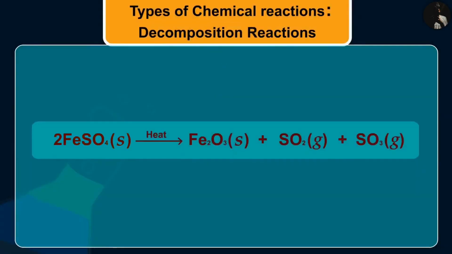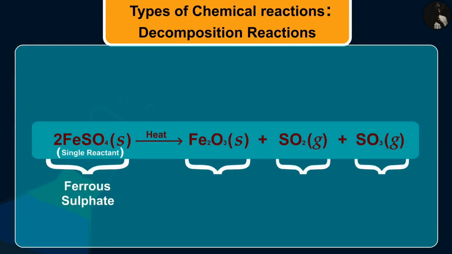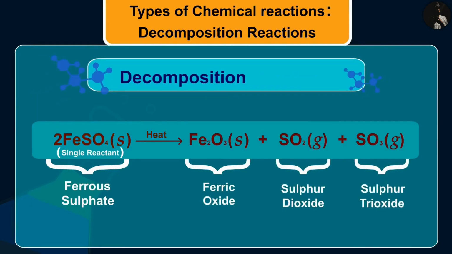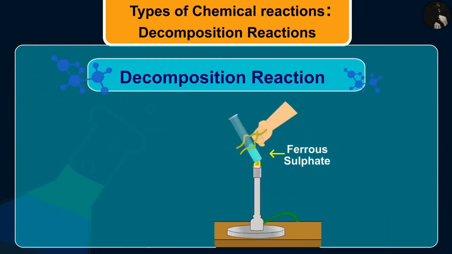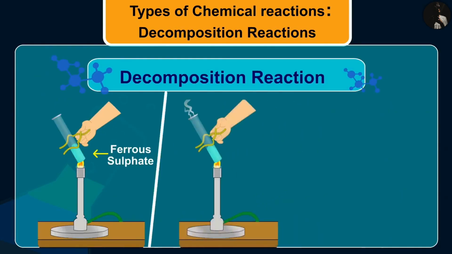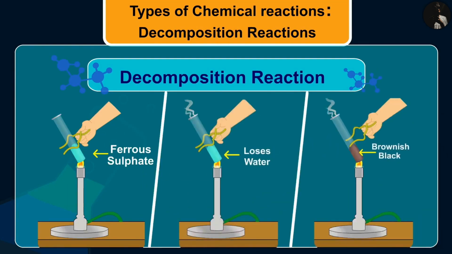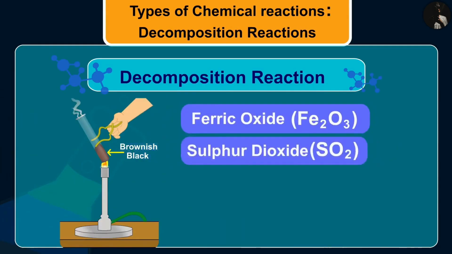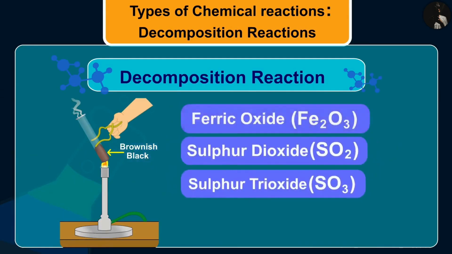In this reaction, you can observe that a single reactant breaks down to give simpler products. This is a decomposition reaction. Ferrous sulfate crystals, FeSO4·7H2O, lose water when heated, and the color of the crystals changes. It then decomposes to ferric oxide, Fe2O3, sulfur dioxide, SO2, and sulfur trioxide, SO3. Ferric oxide is a solid, while SO2 and SO3 are gases.